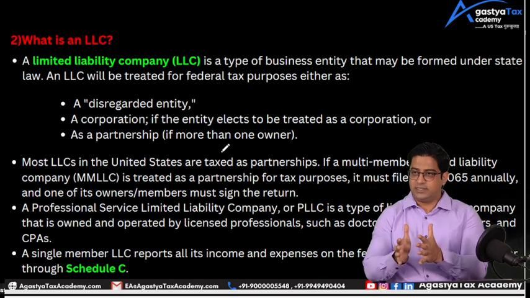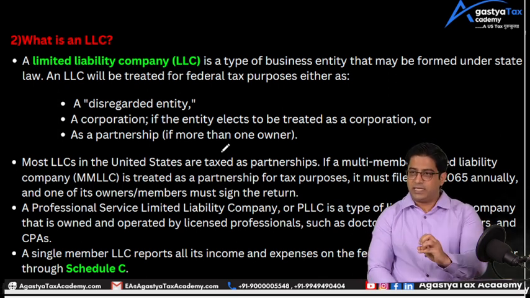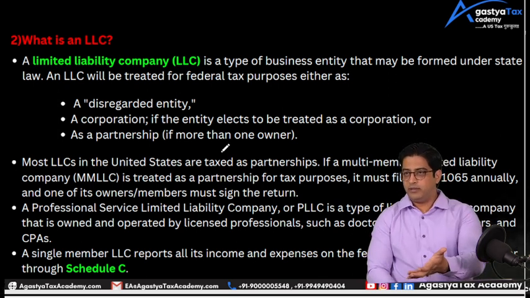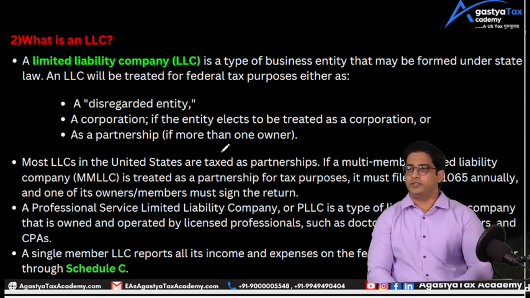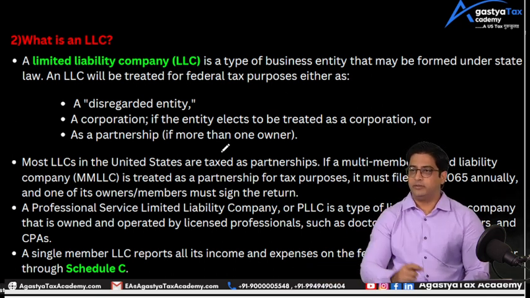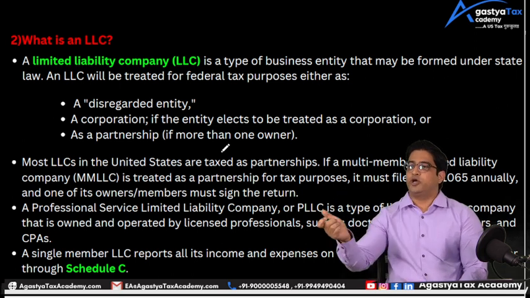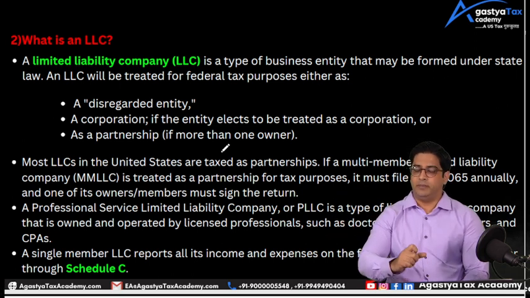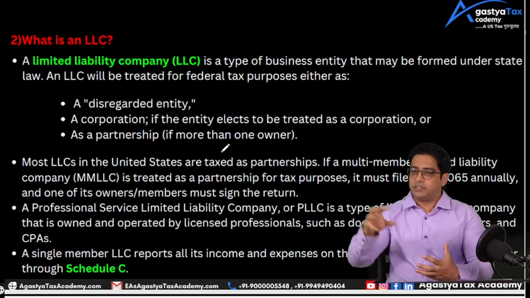When we are saying LLC, an LLC can file as a disregarded entity, or it can file as a corporation, or it can file as an S corporation. That choice is there. How to file as a C corporation? We'll have to make an election. How to file as an S corporation? We have to make an election. Making an election is filing one more form.